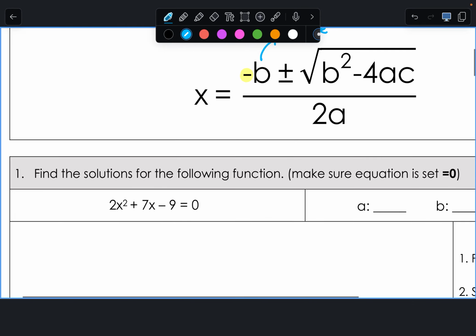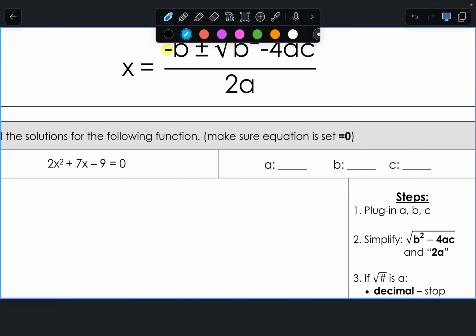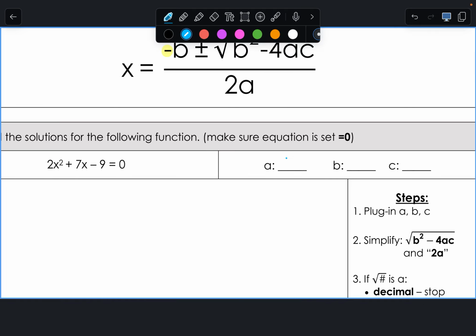Now, just as with all the other functions, whenever we are solving, you have to make sure all of your equations are equal to 0, meaning all of your terms are on the same side, either all on the left side or all on the right side. This one says, find the solutions for the following function. Since all of my terms are on the same side, I start by identifying my A, B, and C. What is A? 2. B? 7. And C? -9.